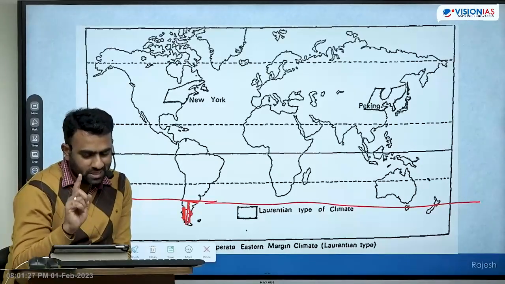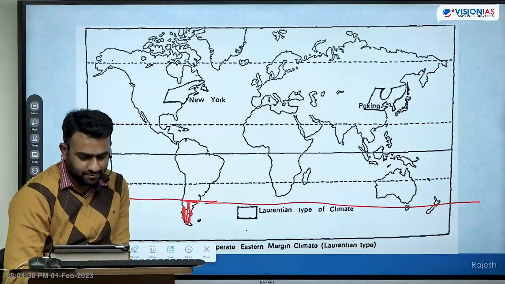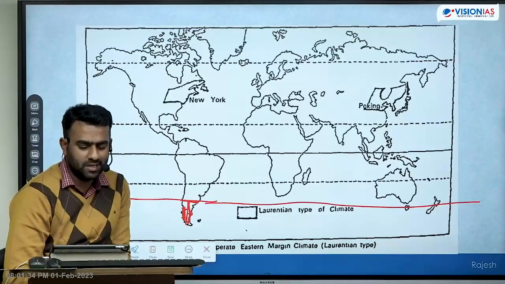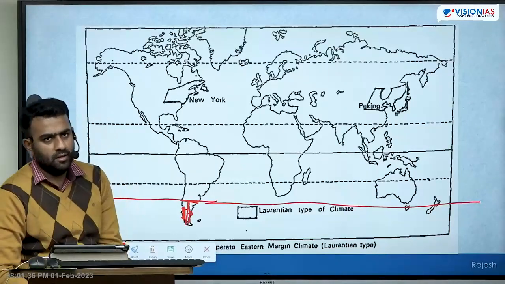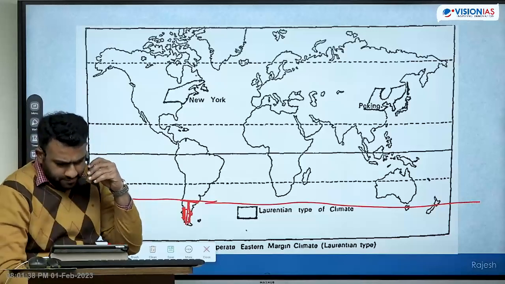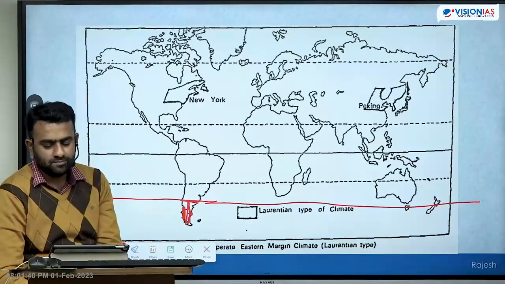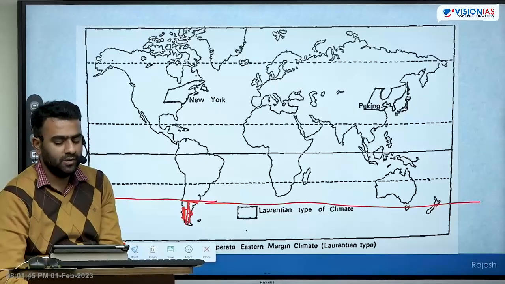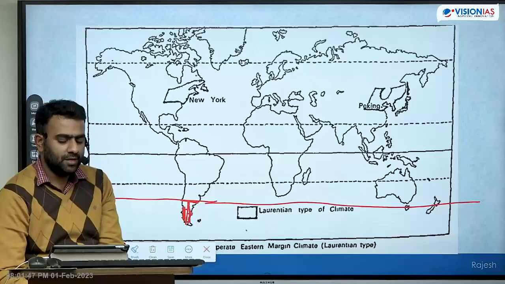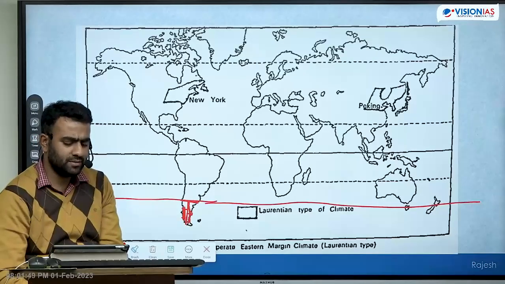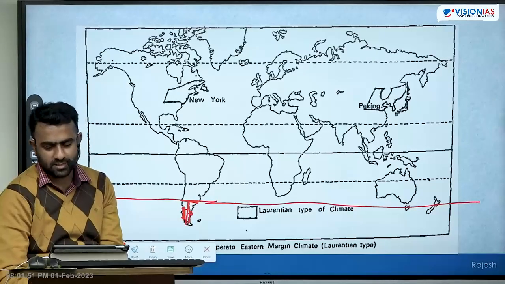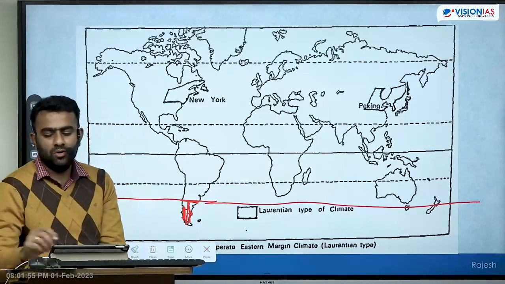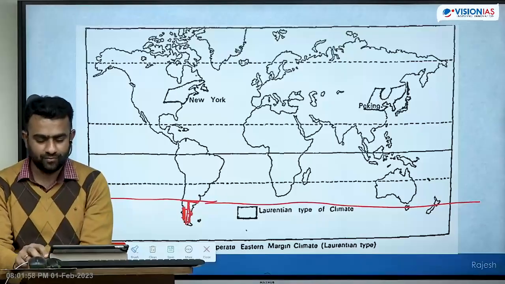So southeast Argentina is Laurentian type. ठीक है. So we need to cover 3 more. We'll do that in the next class. In the next class we'll also start with oceanography. ठीक है. Thank you.